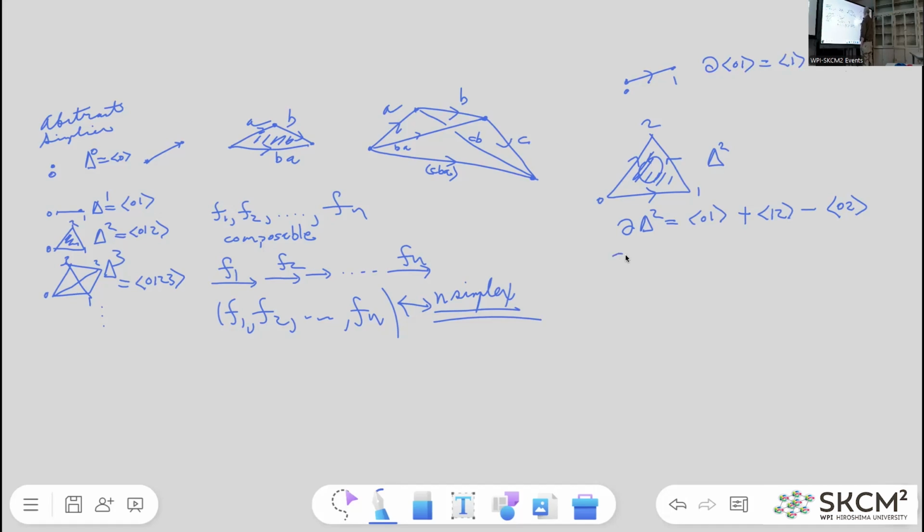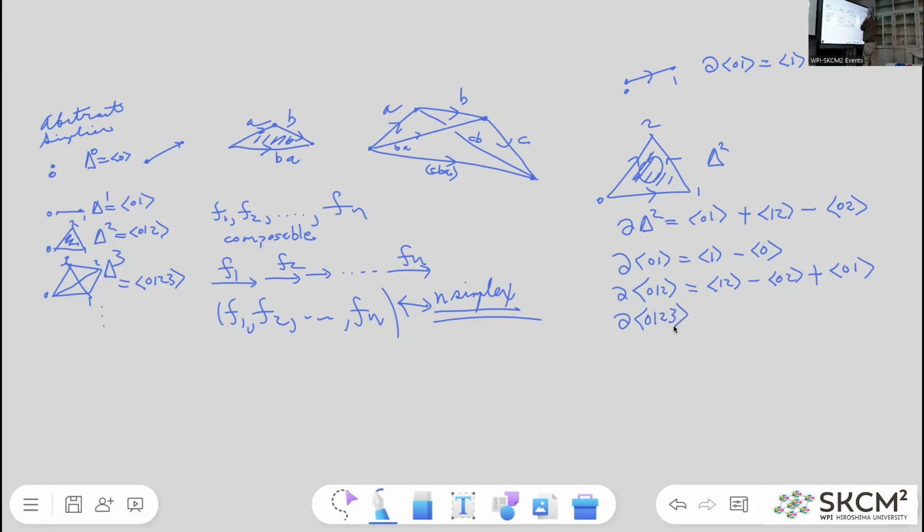So in other words, I have an algebraic boundary formula for a simplex. It goes like this. The boundary of 0, 1 is 1 minus 0. The boundary of 0, 1, 2 is equal to 1, 2 minus 0, 2 plus 0, 1. The boundary of 0, 1, 2, 3 and so on.